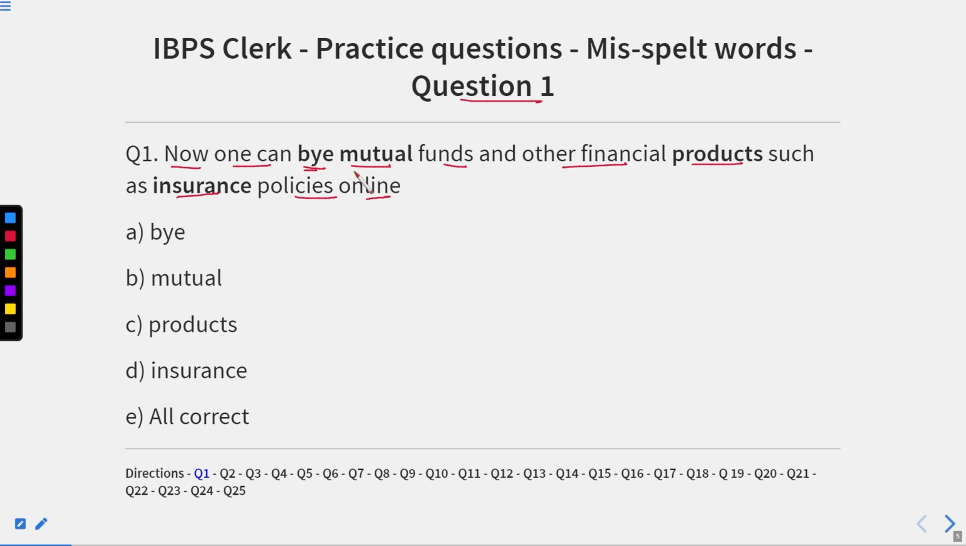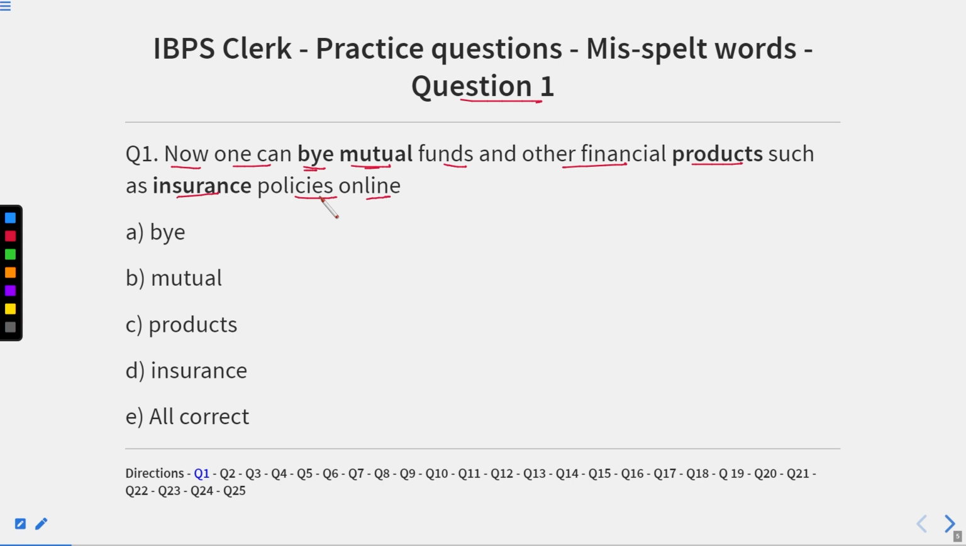And mutual funds, so the spelling of mutual is correct, MUTUAL. And it is written products, so the spelling of products is PRODUCTS. So this spelling is also correct. After that, we have another word, that is insurance. Now the spelling of insurance is INSURANCE. It means the spelling of insurance is also correct.